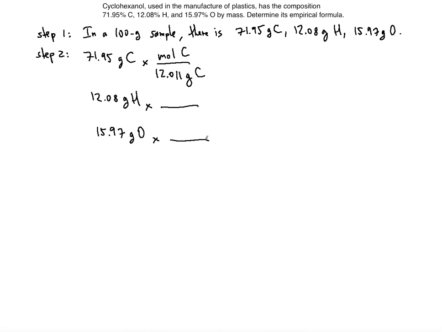For the hydrogen, using the periodic table, 1.00794 grams per mole. On the oxygen, 15.9994 grams per mole.